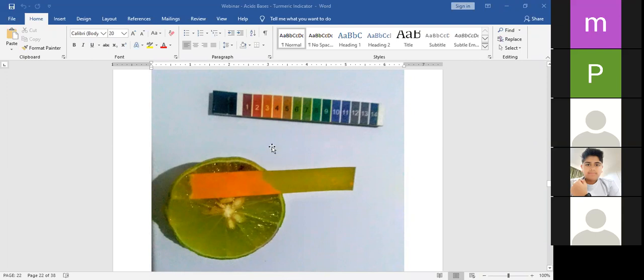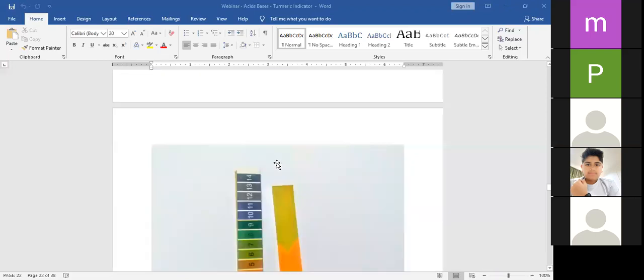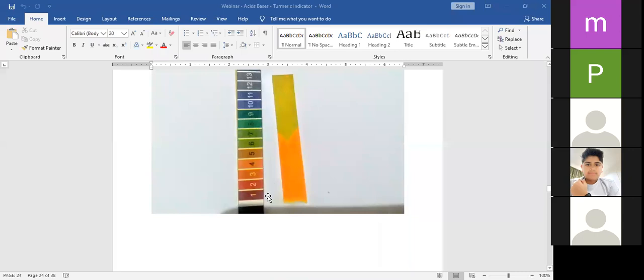This orange, which value does it match? Does it match 7, 6, 5, 4, 3, 2, 1? Which one does it match, do you think? Watch it carefully. Okay, I'm assuming that all of you have made your assumptions. I've just kept the paper strip close to the pH scale so that you can easily match. According to me, it should be around 4. So you can test that later if you have access to this pH booklet.